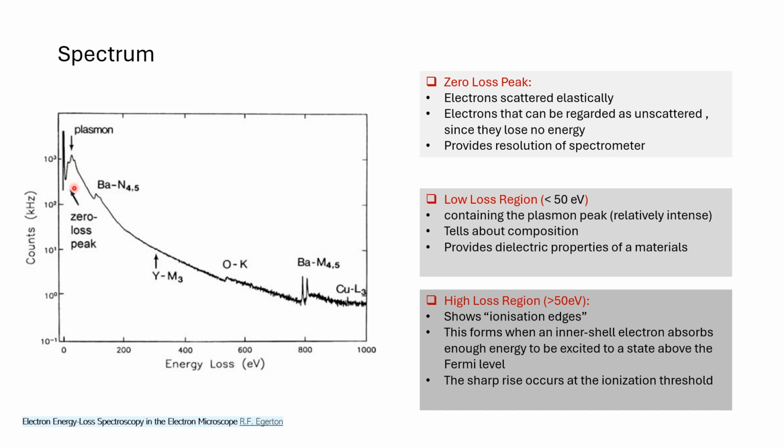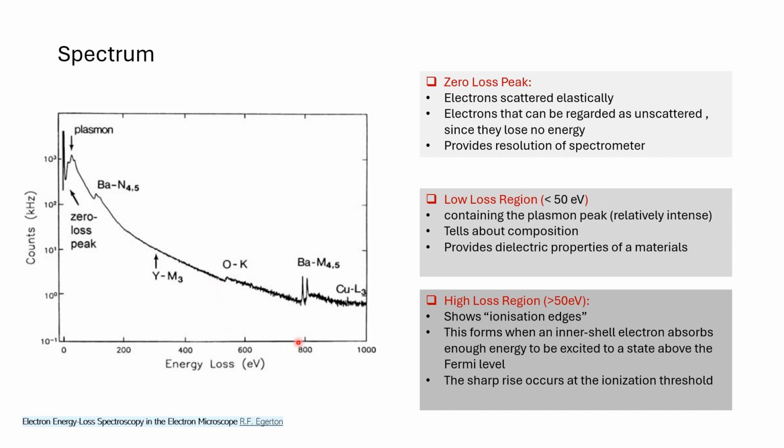The next region is the low loss or low valence region, which appears at less than 50 electron volt, and it contains plasmon peaks, and it's relatively intense. So this peak gives us the information about band structure and dielectric property of materials.